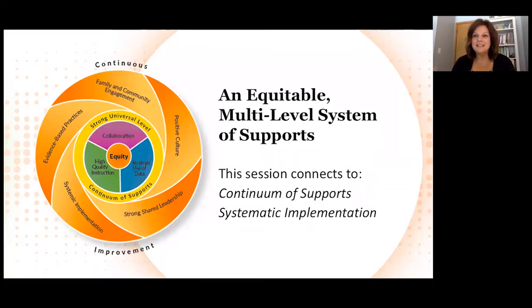This slide is likely familiar to most of you. It's the graphic that represents your equitable multi-level system of supports. And so for today's session, we have chosen to connect to the system's features of continuum of supports and systemic implementation, because this presentation is all about developing a system at the district and/or school level that allows for efficient, effective, and equitable decision-making at the Tier 2 level of support.